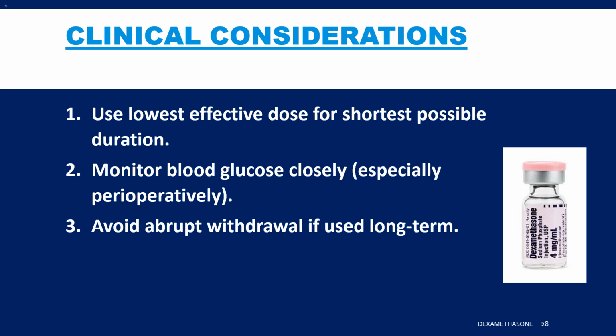2. Monitor blood glucose. Blood glucose levels should be closely monitored, especially in the perioperative period, as dexamethasone can cause hyperglycemia and require adjustments to diabetes management. 3. Avoid abrupt withdrawal. If dexamethasone has been used long-term, it should be tapered gradually rather than abruptly withdrawn to prevent adrenal insufficiency and withdrawal symptoms.